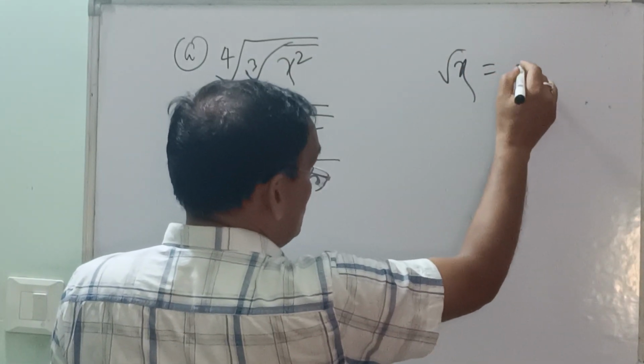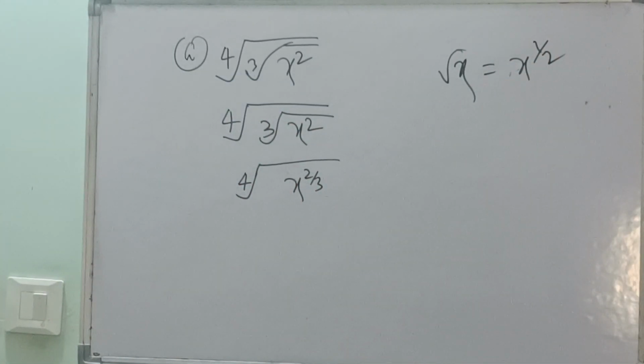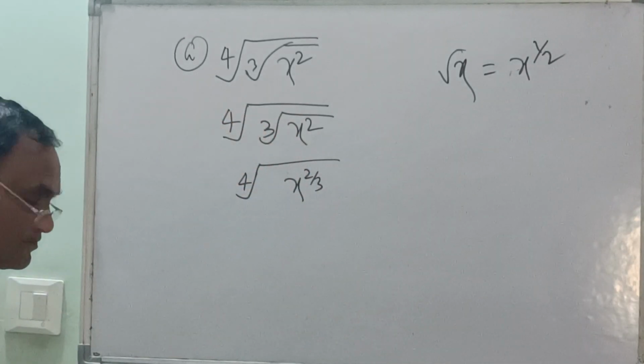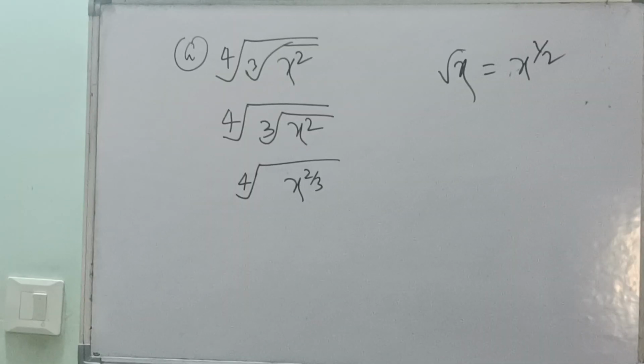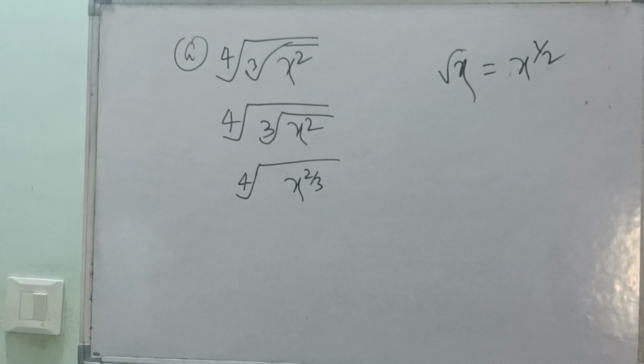Root under x, we can write as x to the power half. We can write it. That's why, by the same method, I have written x to the power 2 upon 3. Gentlemen, x to the power 2 upon 3. Can you remember this?